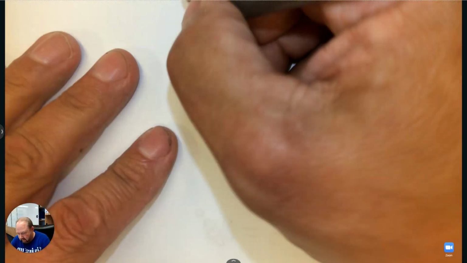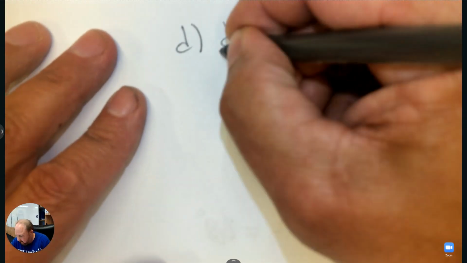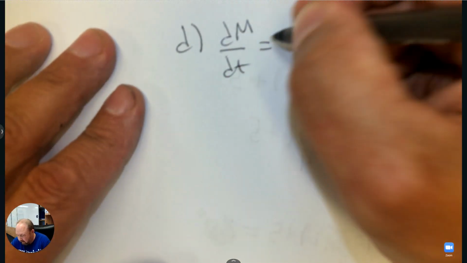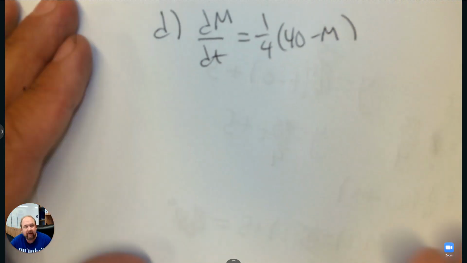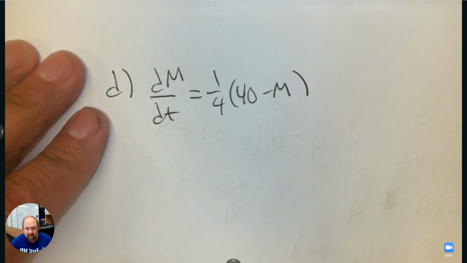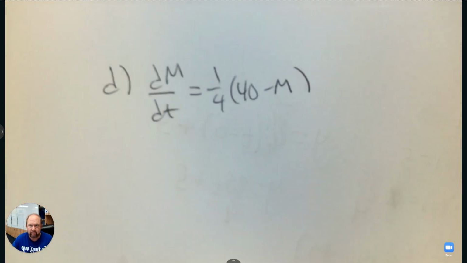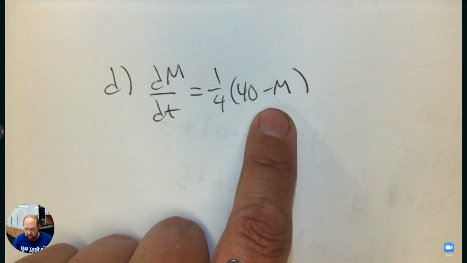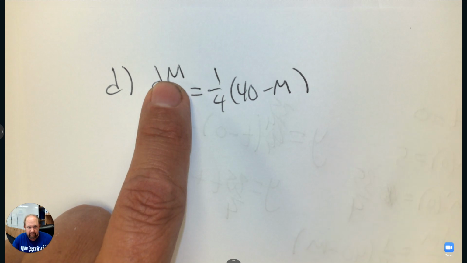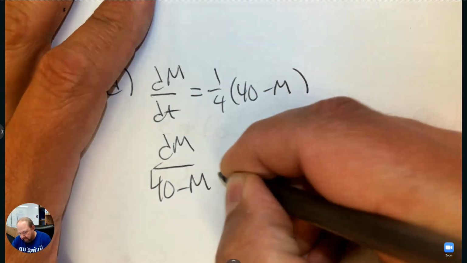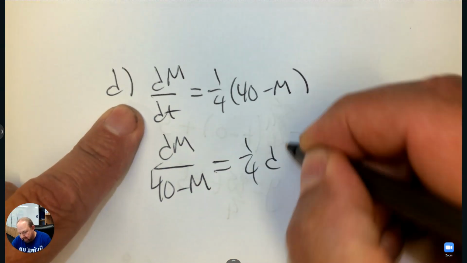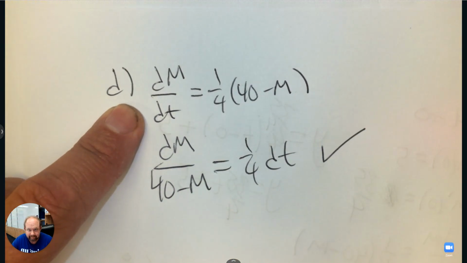All right, part D. This is where we get all our money right here. Can I solve this Diffy Q? So the two variables are m and t. So if I want to solve this Diffy Q, I need to separate. So to separate it, the m's on one side and the t's on the other side. So I'm going to divide by 40 minus m. I'm going to multiply by dt.